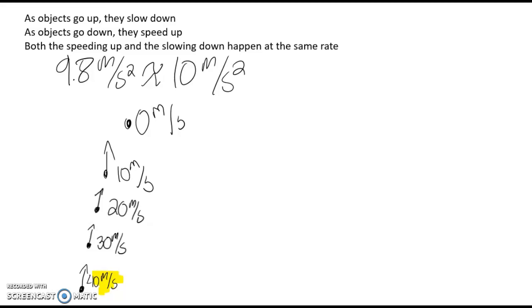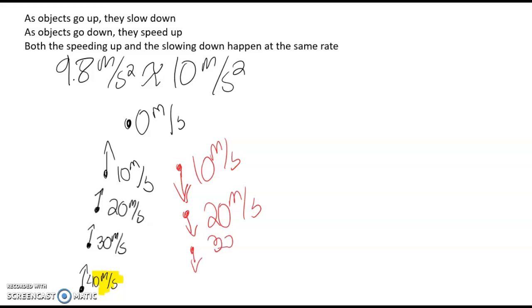So another second goes by, it's not going up anymore. It's not at the top anymore. It's going down at a rate of 10 meters per second. And this is going to work the same way the entire way down. After another second, we're going 20 meters per second. We keep going, and we're going 30 meters per second. And right where we left off, right when we hit the ground, we are going 40 meters per second in the opposite direction.